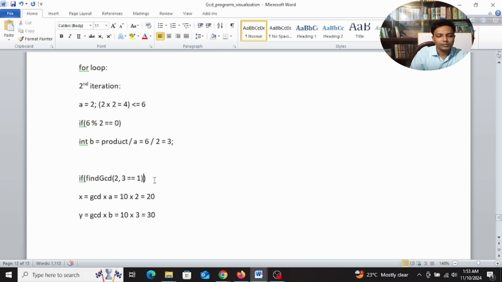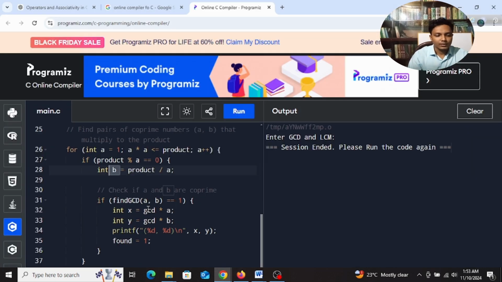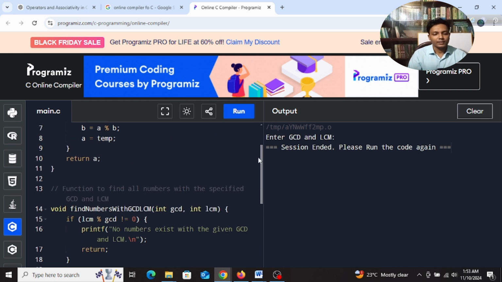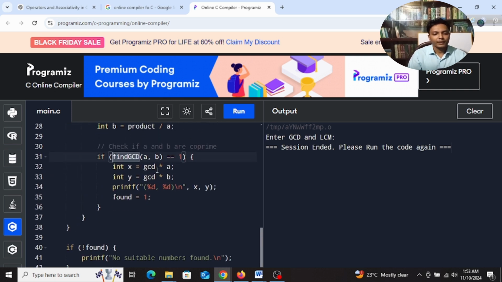So you see product and 3 is being stored here. Okay, now we will check if 2 and 3 are co-prime, right? So 2 is here, 3 is here, and both of the elements will be checked in the find GCD function again, right? And now GCD is 10, and we will multiply by a, which is 2, 20, and 10 into b, which is 3, so 10 into 3, 30. Okay, so now we will have printf 20 and 30 and found 1 again.